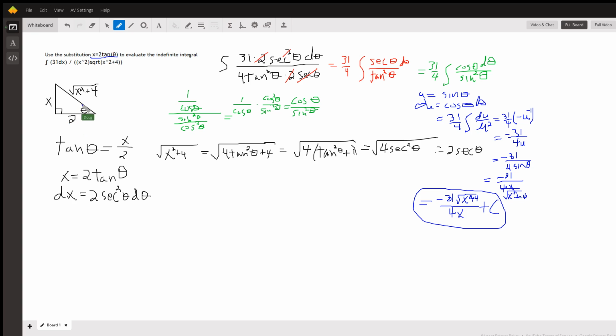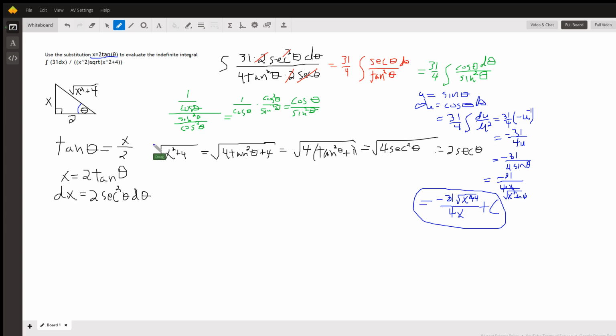And you want to use a trig function of either sine, tangent, or secant, where the square root is not part of the trig substitution and the x is in the numerator. So there we go. Tangent of theta equals x over 2, opposite over adjacent. So x equals 2 tangent theta, dx equals 2 secant squared theta d theta.